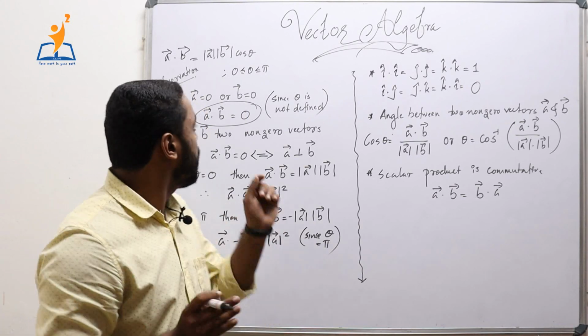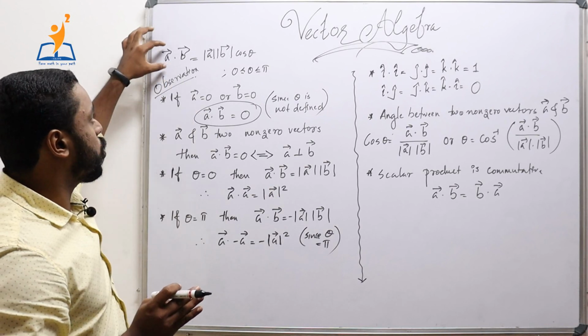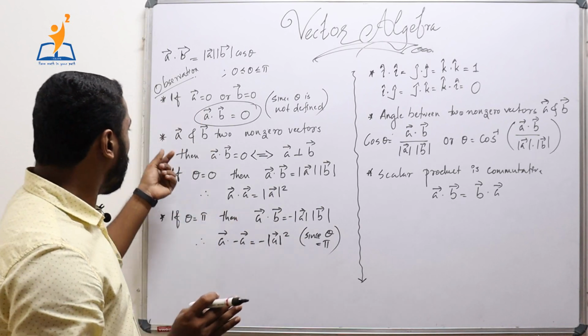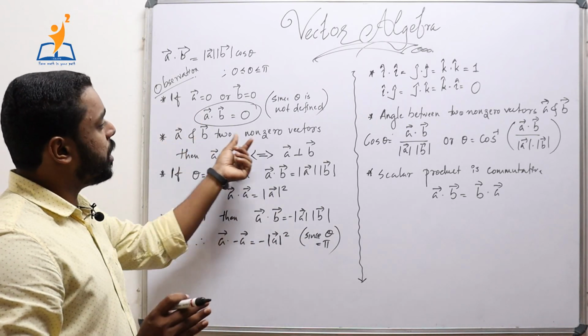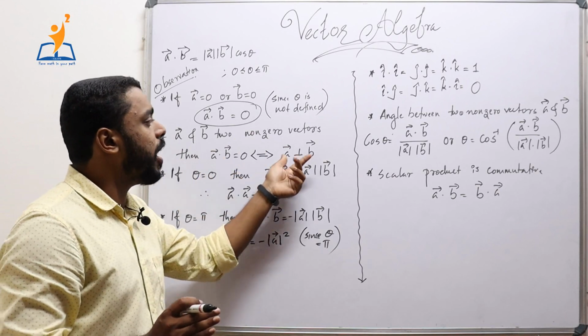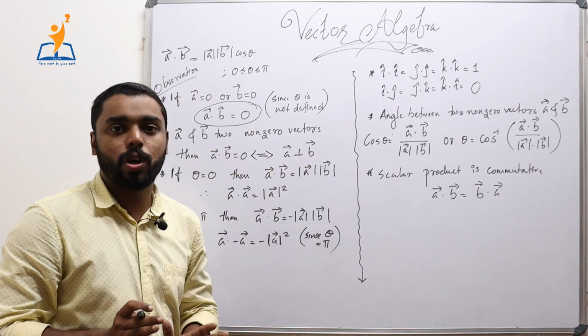Similar is the case when one of the vectors is 0. 0 into another vector is definitely 0. Clear? Now, let vector A and vector B be two non-zero vectors. Then, A dot B equal to 0 if and only if vector A is perpendicular to vector B.